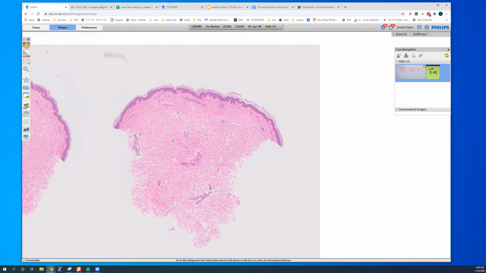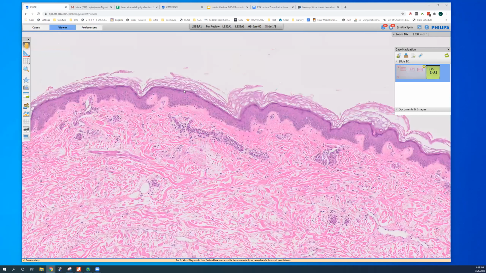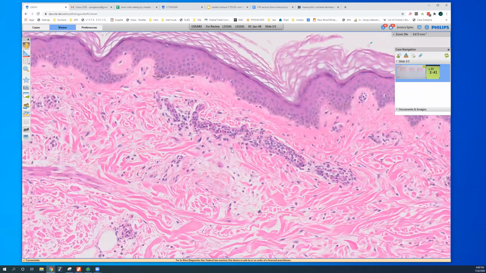You can see that there isn't a whole lot going on, and it almost looks like normal skin. There's not much going on in the stratum corneum, nothing in the epidermis. But then if you look a little bit more carefully, you've got a very sparse perivascular and interstitial infiltrate. Another thing typical of urticaria, and you don't always have this, is lots of neutrophils in the vessels.